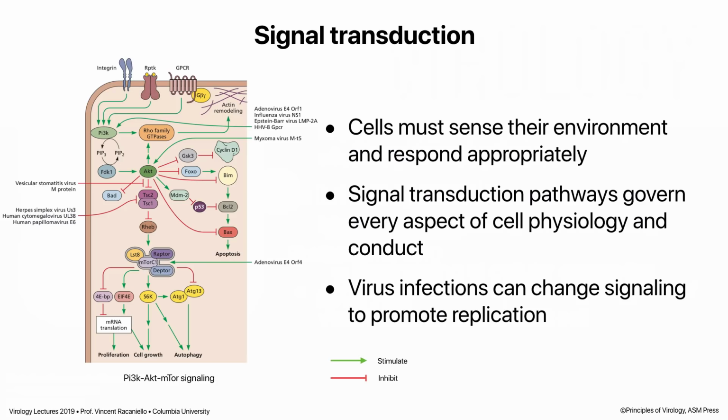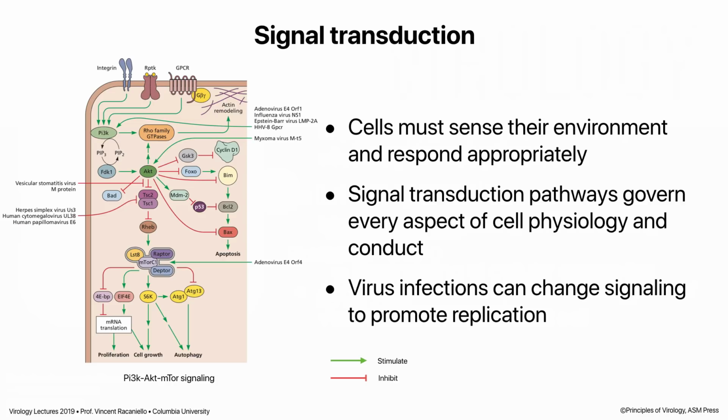So let's start with signal transduction. Signal transduction pathways are essential for the life of a cell because cells have to sense what's around them, whether it be another cell or nutrients or lack thereof. They have to be able to sense it and respond. And in fact, just about everything a cell does is governed by signal transduction pathways like the one shown here. And for sure, viruses alter signaling pathways of many different types. And I want to give you an example of just a few of them today.